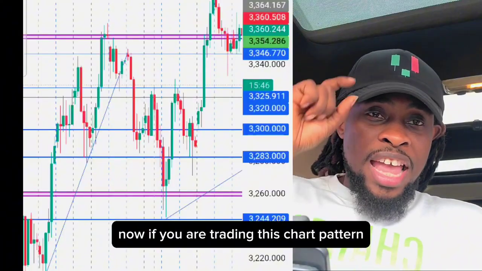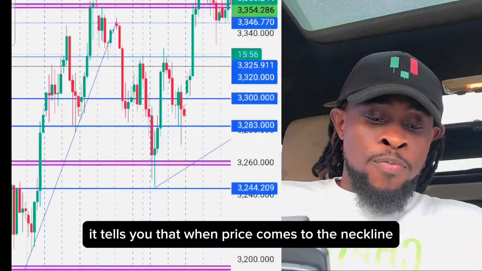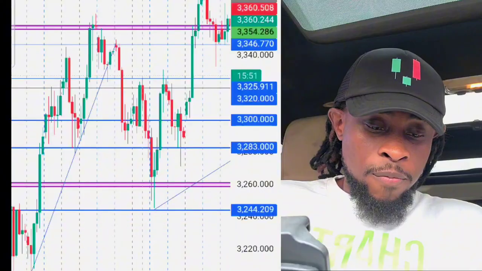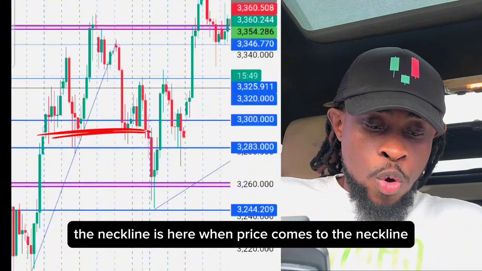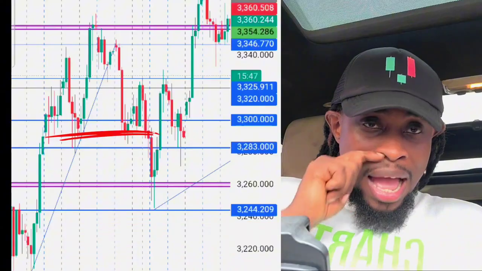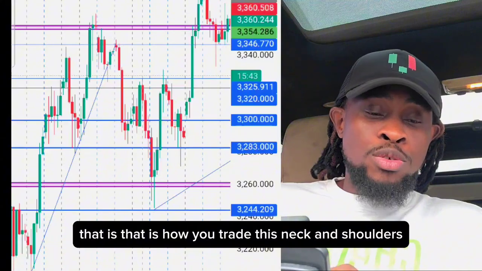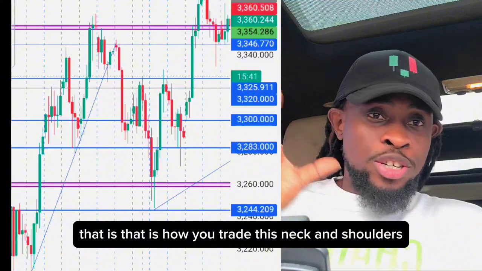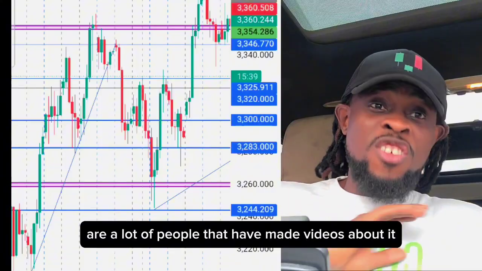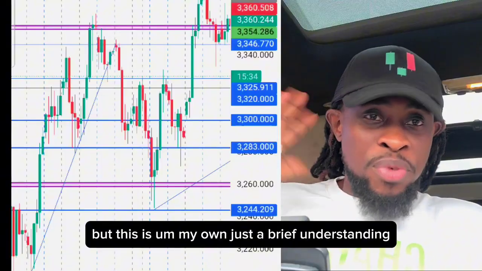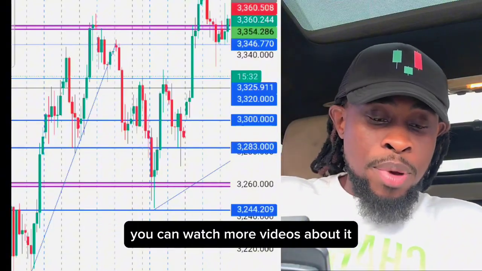If you are trading this chart pattern, it tells you that when price comes to the neckline, which is here, and breaks the neckline, you sell. That is how you trade this head and shoulders chart pattern. There are a lot of people that have made videos about it, but this is just my own brief understanding. You can watch more videos about it.